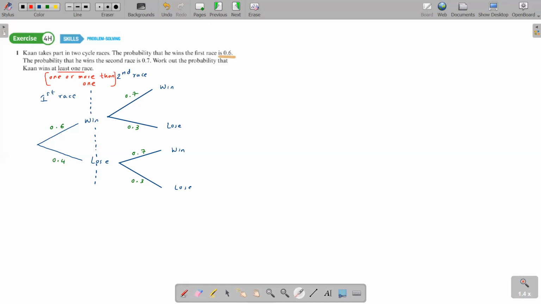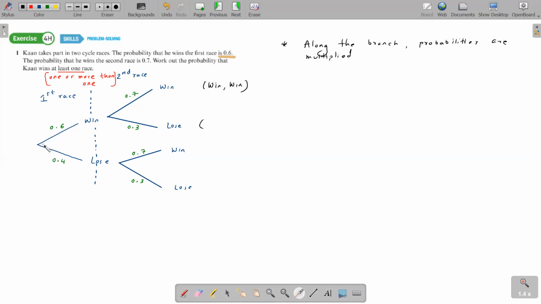Okay, so if you recall, how do we calculate probabilities in a tree diagram? Along the branch, probabilities must be multiplied. What happens when you go along the first branch? The first race you win and the second race you also win. So in this branch, it's win-win. That's the best possible outcome, right? You have won both.